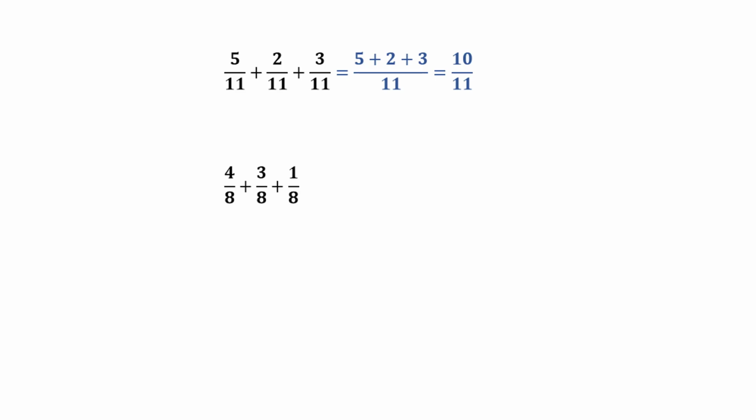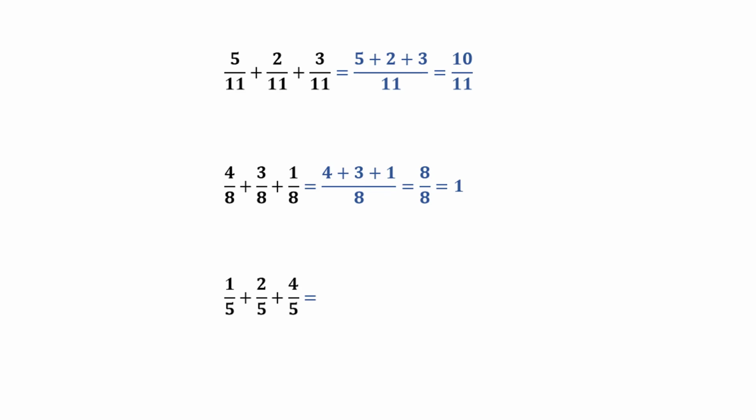What is the sum of 4/8 plus 3/8 plus 1/8? The fractions have the same denominator 8, so we write 8 at the denominator. And we add the numerators. 4 plus 3 plus 1. 4 plus 3 is 7, and 7 plus 1 is 8. We should simplify 8/8. 8 divided by 8 is 1. So the simplest sum of 4/8 plus 3/8 plus 1/8 is 1.